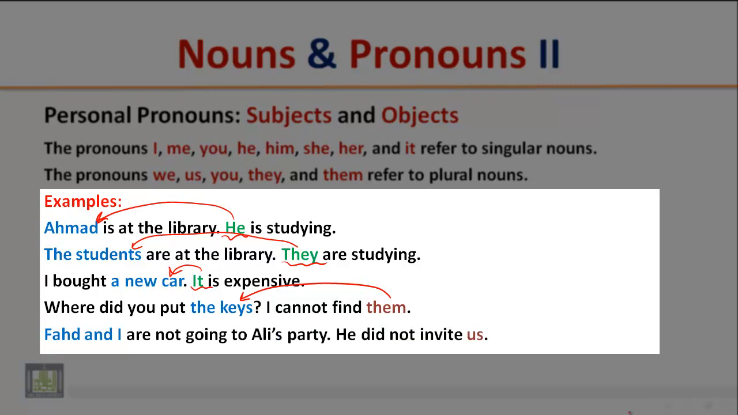Fahad and I are not going to Ali's party. He did not invite us. Us refers to Fahad and I. Fahad and I is a plural subject.